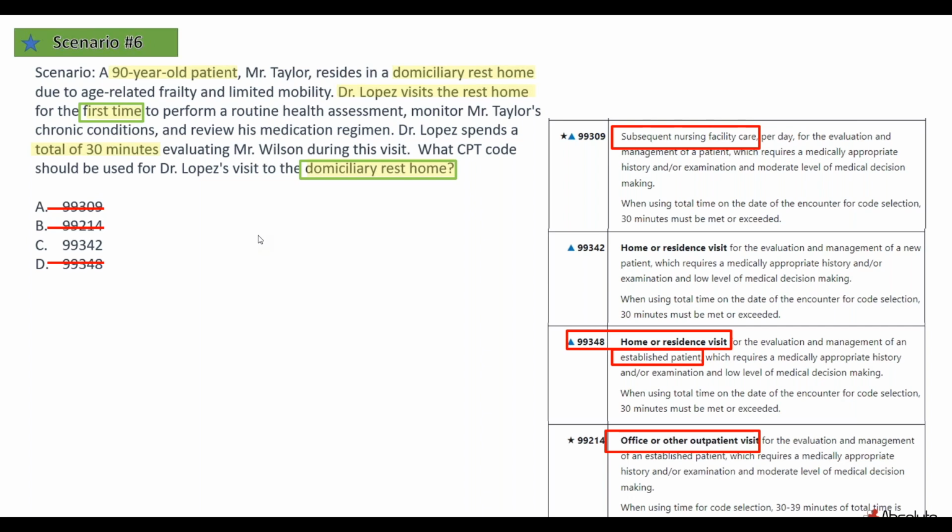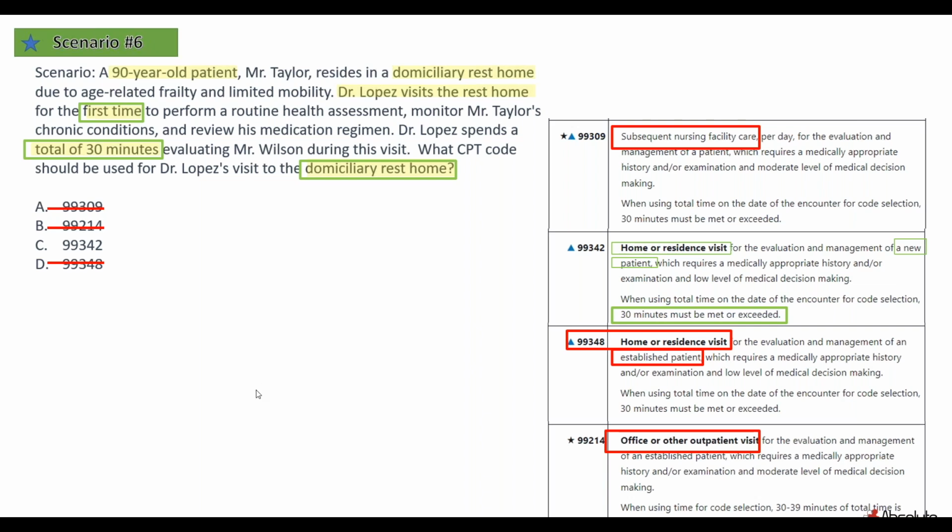And the correct answer is going to be option C, 99342, which is for home or residence visit for evaluation and management of a new patient, which requires a medically appropriate history, examination, and low level MDM. And the total time spent is 30 minutes. So these are used when total time on the date of encounter for code selection is 30 minutes or more. So option C, 99342, is our correct answer.